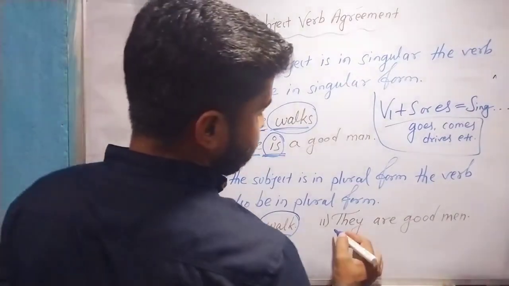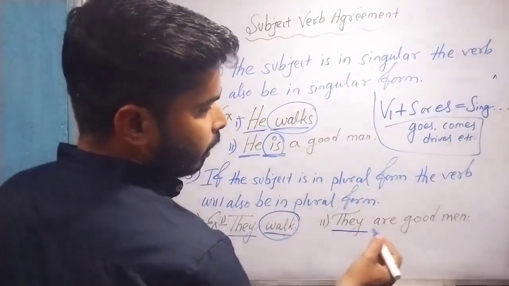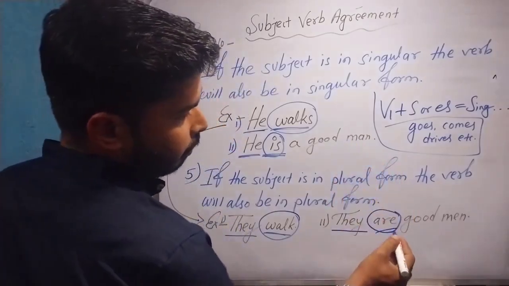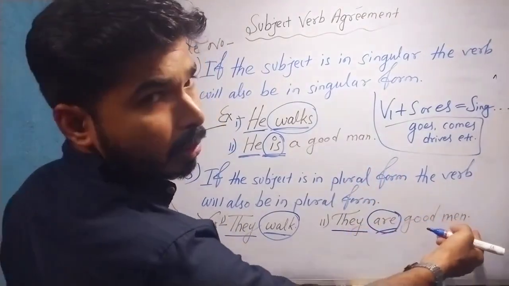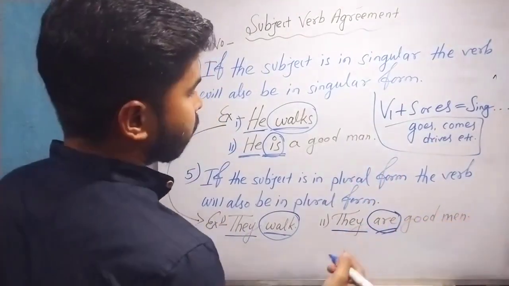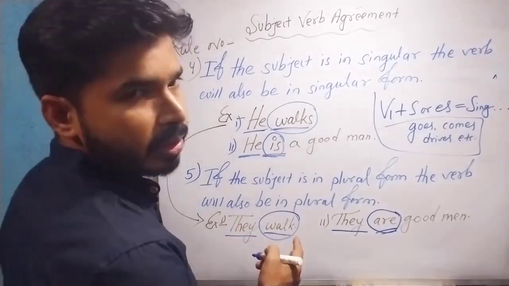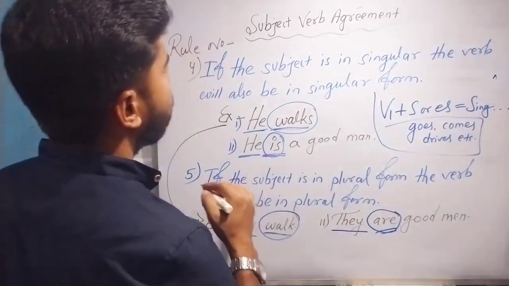In the second example, the subject is also they, and they is plural. In the same way, we have to put the verb into plural form. That's why the verb is are. We can't write they is good men. In the same way, in the first example, we can't write they walks. We need to write they walk.